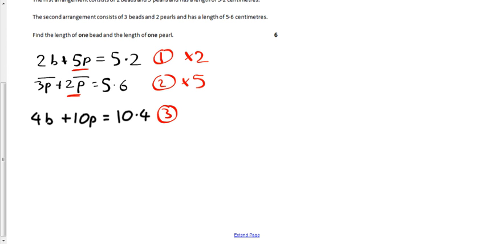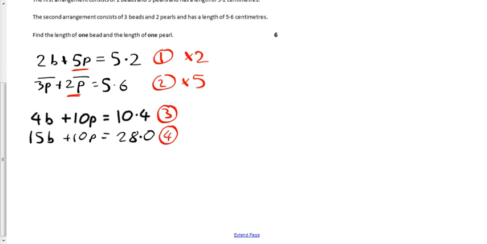Take my second equation, multiply it by 5, 15b plus 10p equals 5.6 times 5. So remember to multiply both sides of your equation, and I'd call that 4. That would be us earned our third mark there as well. As we've demonstrated, we know we need to change at least one of our equations.